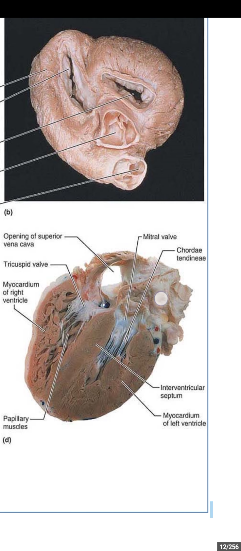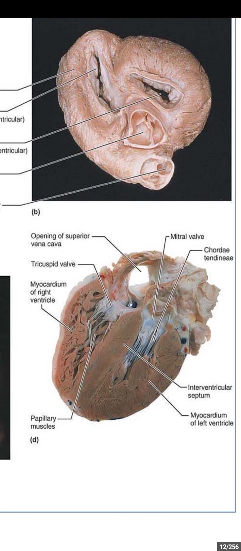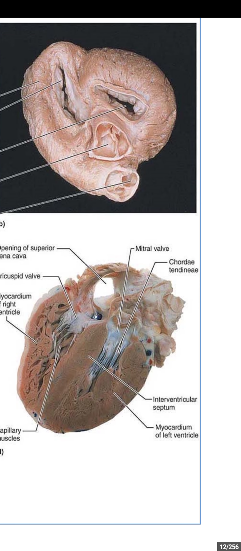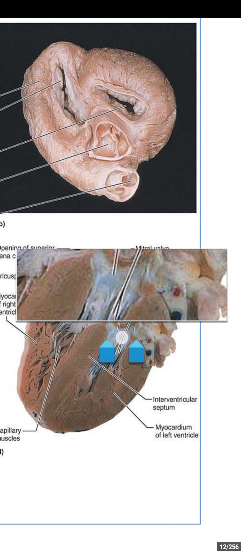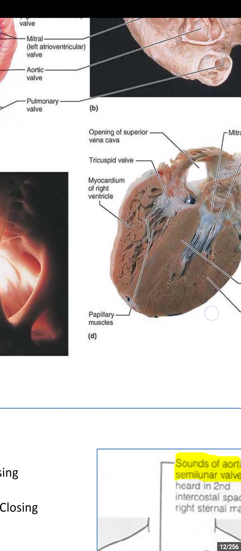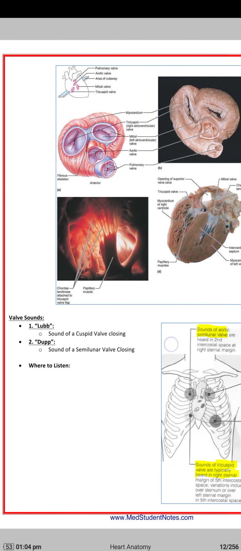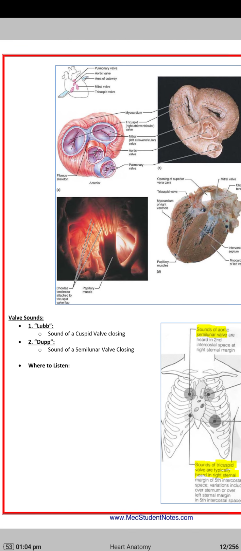You can see the papillary muscles and the chordae tendineae. There you can see the opening of the superior vena cava. You can see the mitral valve, also known as the bicuspid valve. You can see the chordae tendineae, and you can see the septum. Now we're going to end this session. Thank you.